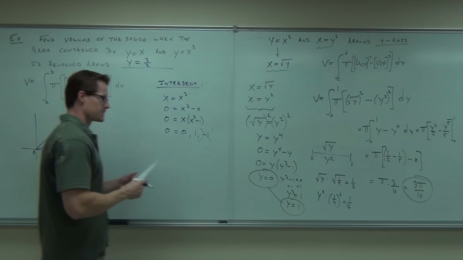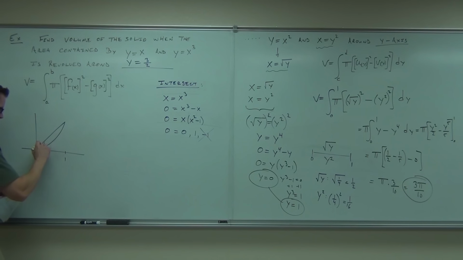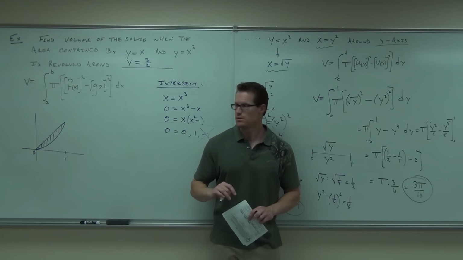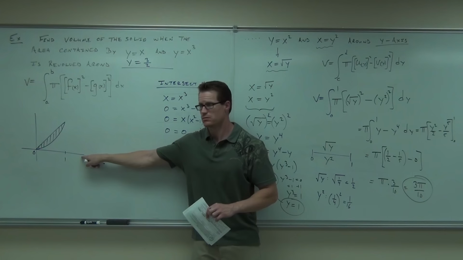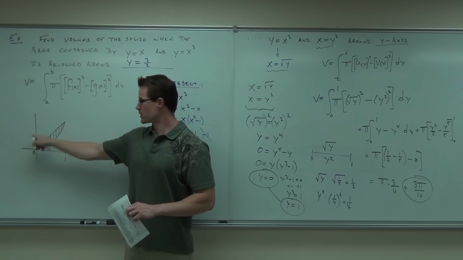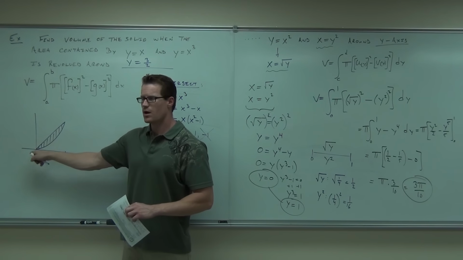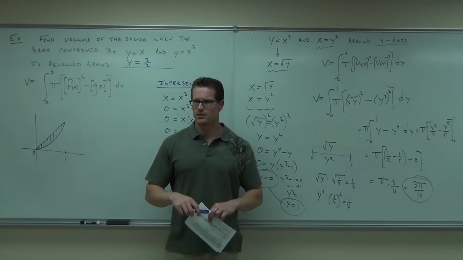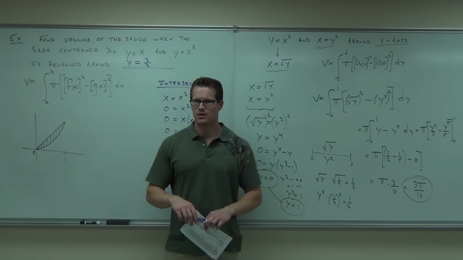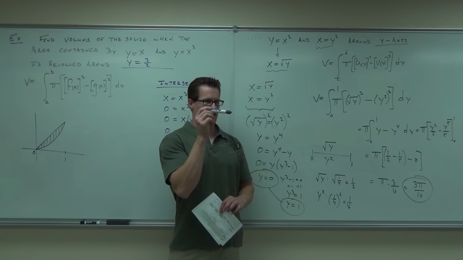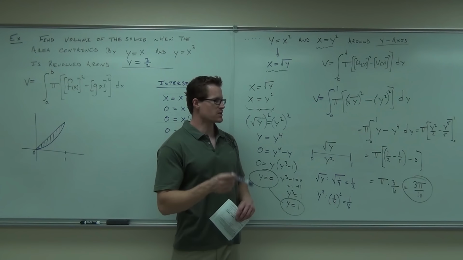Now, so we see the area. What are we going around? This? This? Are we going around this? No. What is y equals 3 halves? It's a horizontal line. Is it this way or this way? It's this way. Y equals a constant just gives you a horizontal line.